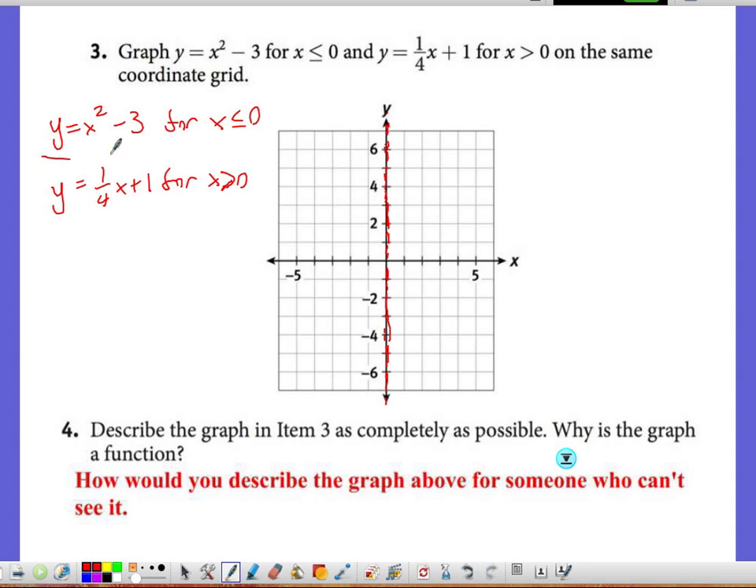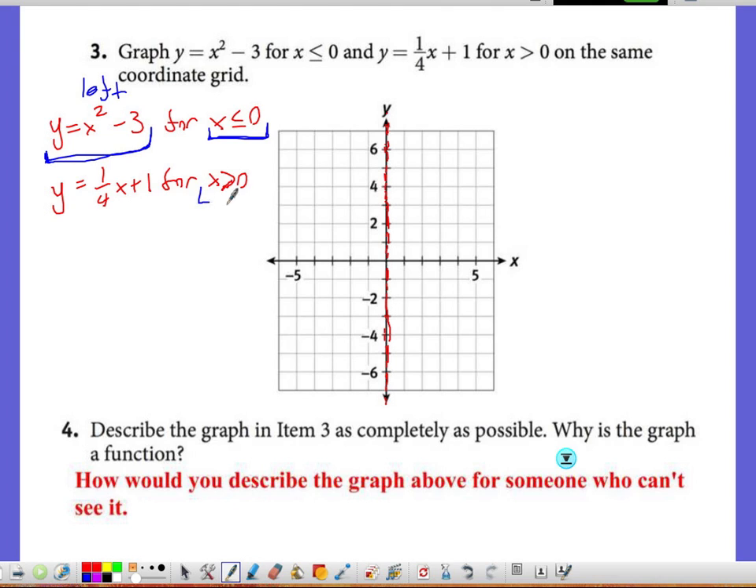This first function rule, am I going to draw that on the left or the right side of the wall? So again, we need to look at our domain restriction. For x is less than or equal to 0, what numbers are less than or equal to 0? Negative 1, negative 2, negative 3. So they lie on the left side of the wall, and so we're going to graph this on the left.